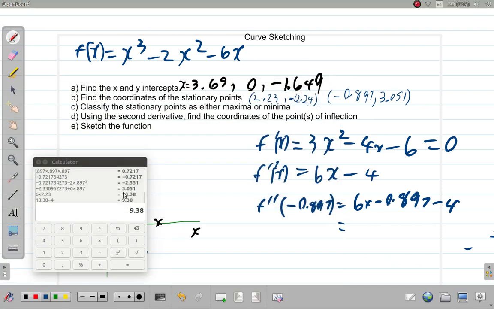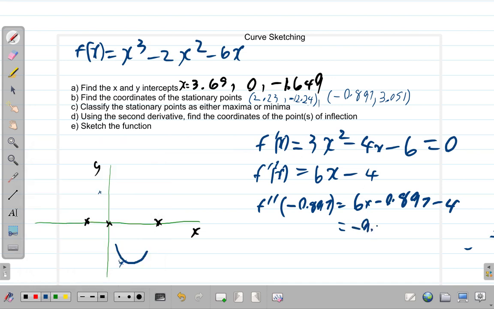We have 6 times negative 0.897, close bracket, minus 4, and you have a negative 9.32. Negative 9.32 is a negative. The fact that it's negative means what you have is a maximum point. Alright. So we have part of the graph.